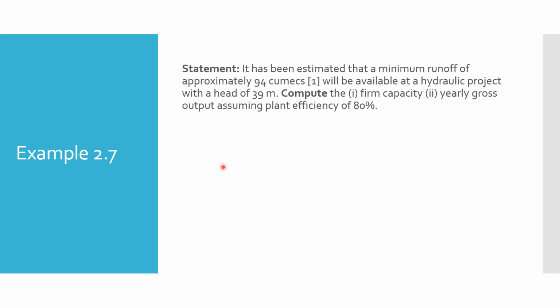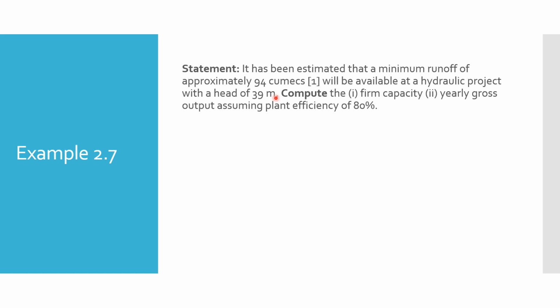Now let us look at another example. It has been estimated that a minimum runoff of approximately 94 cumecs will be available at a hydraulic project with a head of 39 meters. So you have a hydroelectric power station, you have a dam, the minimum runoff is approximately 94 cumecs, and the head is 39 meters. The dam has been constructed and the water is stored at a height of 39 meters, and the water flow rate available from this dam is 94 cumecs.